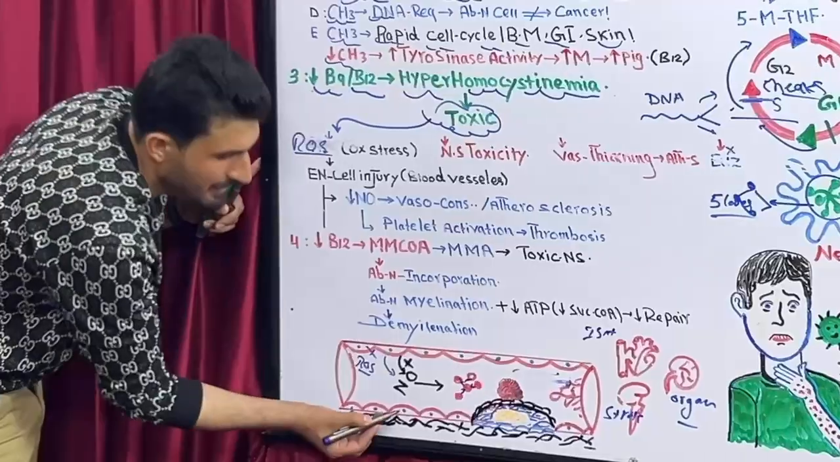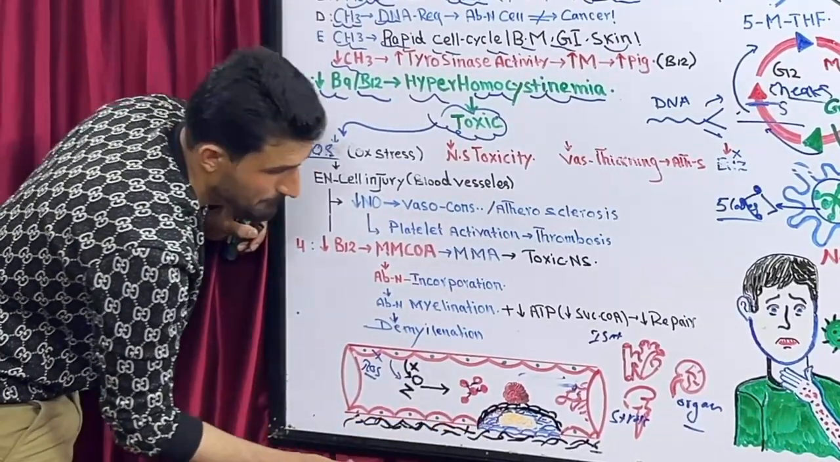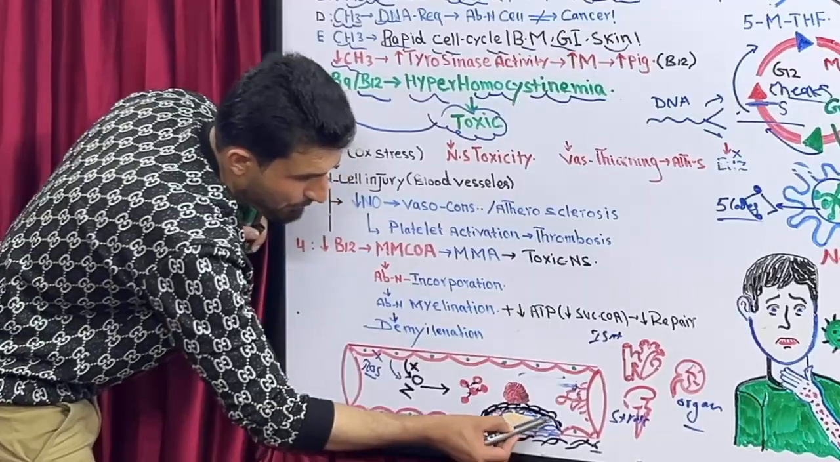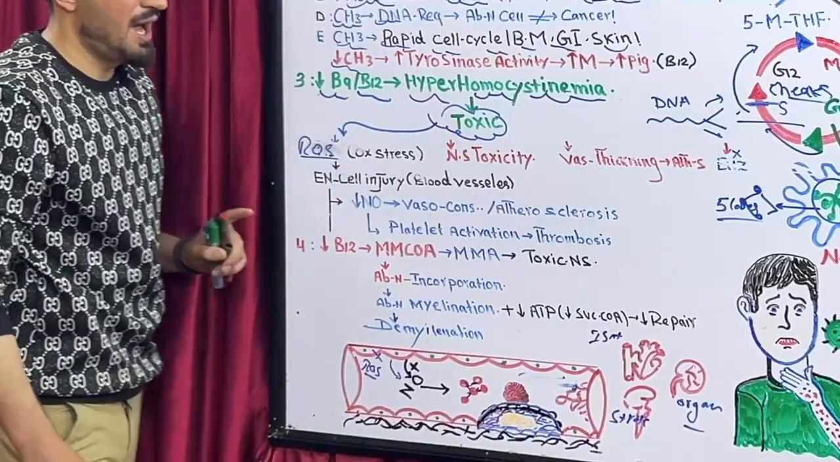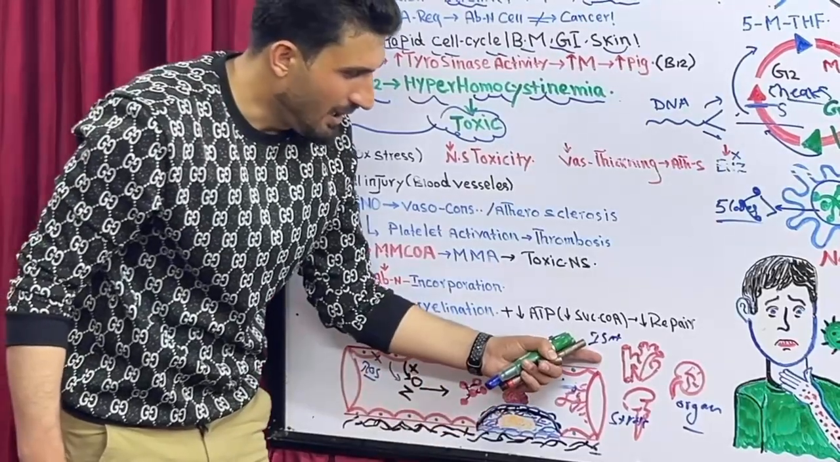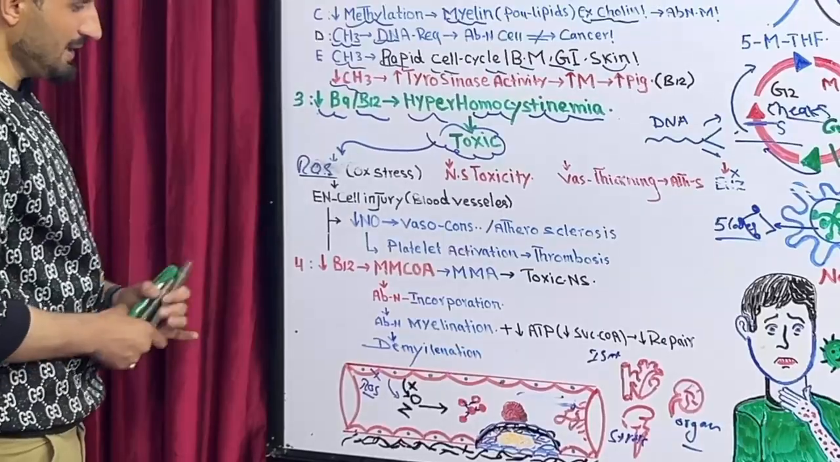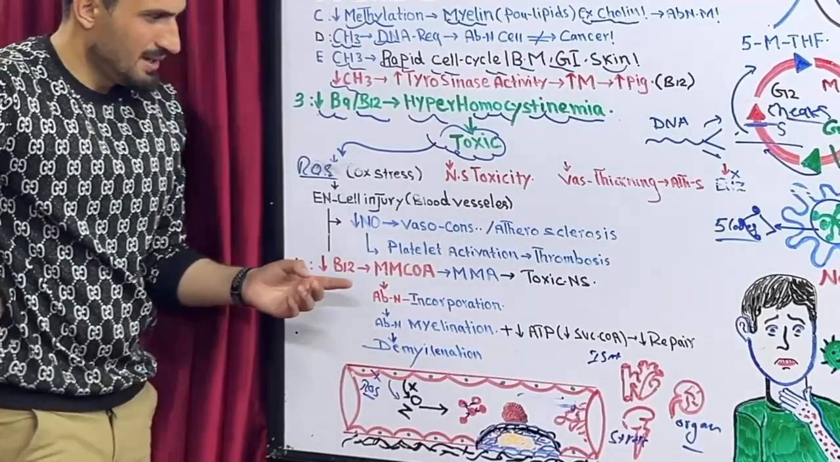Plus, when we damage endothelial cells, these damaged endothelial cells will make a plaque here, and this plaque is called atherosclerosis, and this is also dangerous for the heart, for the brain, for different organs. Got it? Plus, listen to me carefully.